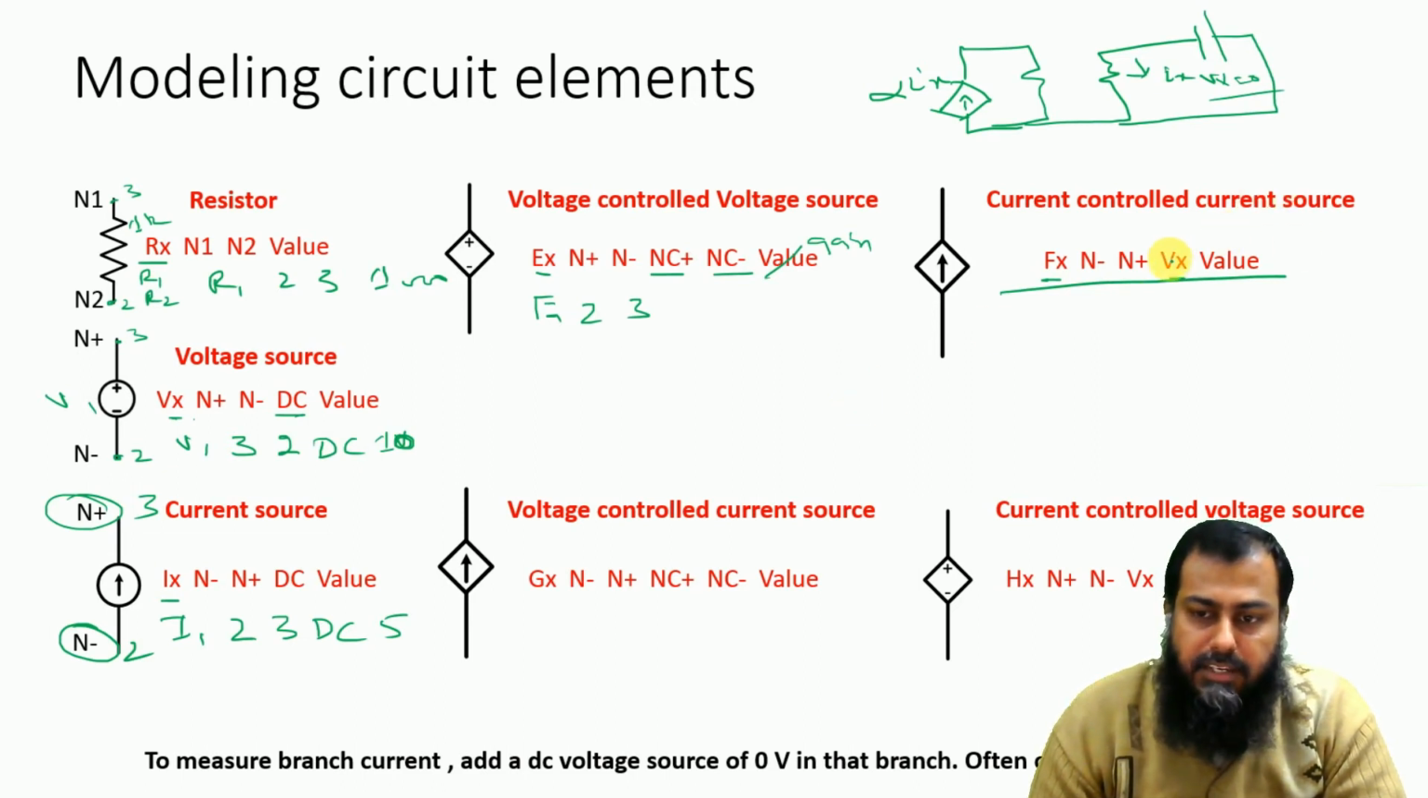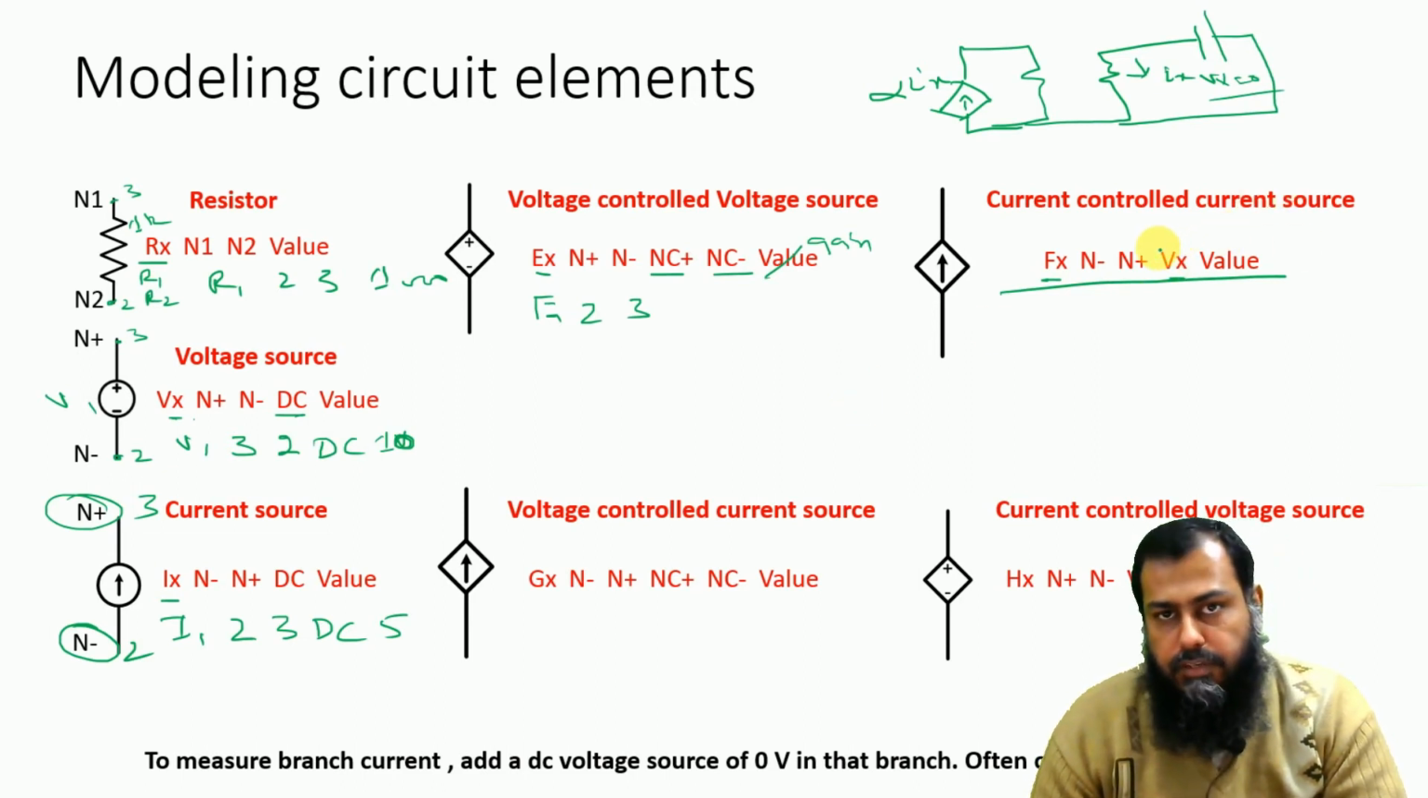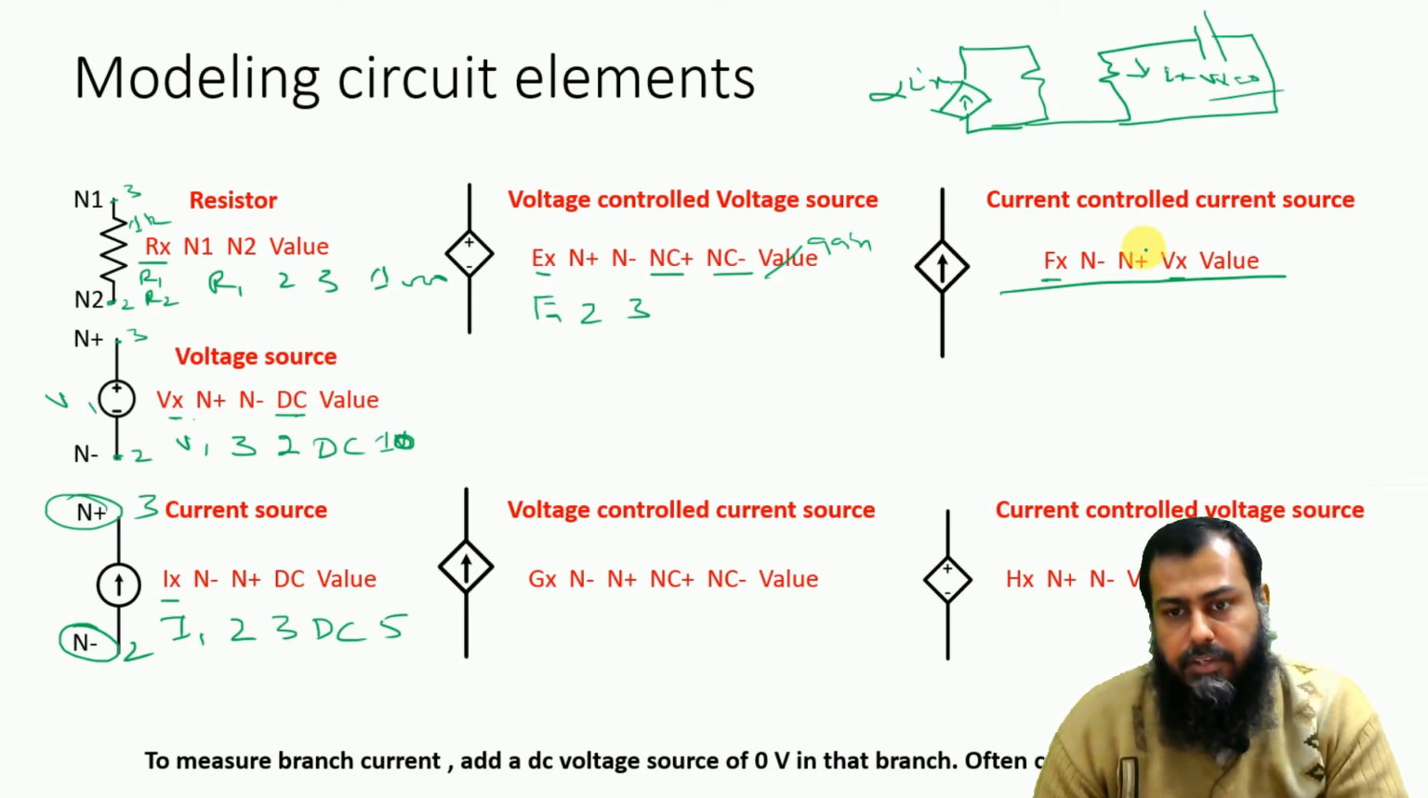So this Vx is that particular dummy voltage source which is used to measure the current flowing in that branch which is associated with this current controlled current source.